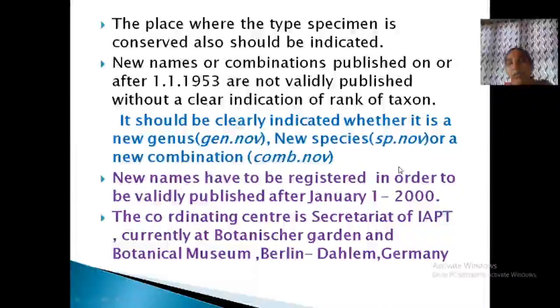What are the important points? Latin diagnosis, now English, then online publication, ISSN, ISBN, then clearly indicated type, and where the herbarium specimen is kept, and mention the rank of the taxon, and also clearly indicate whether it is a new genus, new species, and so on, and also require registration, database, etc. Clear? Okay. Very, very important.